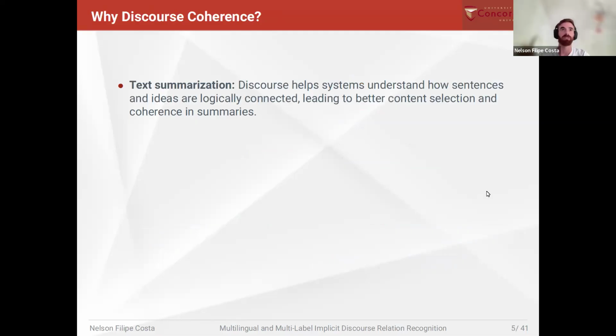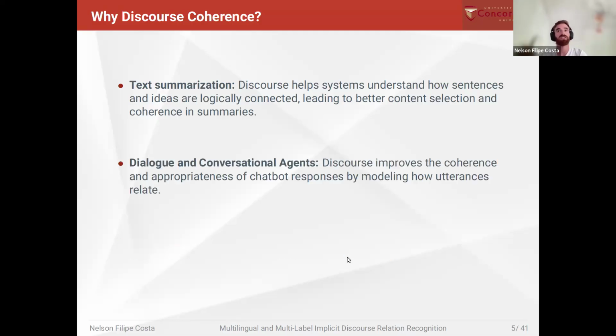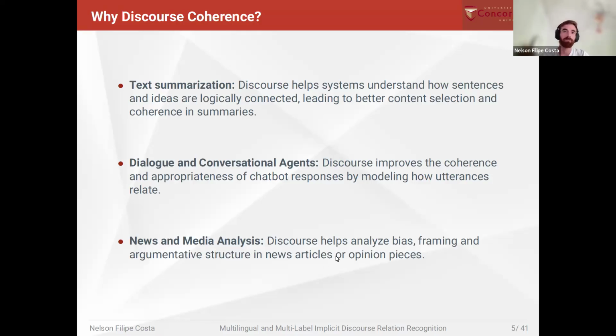And why is discourse important? It's used across a lot of downstream NLP application tasks, such as text summarization. In this case, discourse helps systems understand how sentences and ideas are logically connected, leading to better content selection and coherence in summaries. Dialogue and conversational agents: discourse improves the coherence and appropriateness of chatbot responses by modeling how utterances relate. And finally, news and media analysis: discourse helps analyze bias, framing, and argumentative structure in news articles or opinion pieces. So these are some of the downstream applications of discourse across different NLP fields.